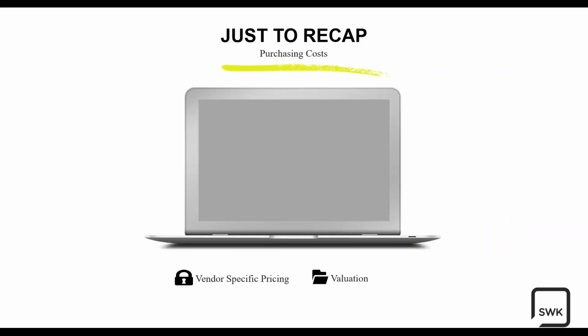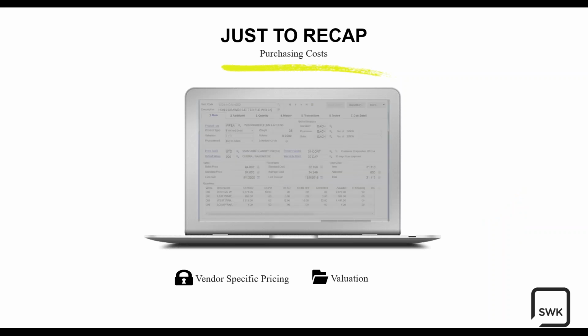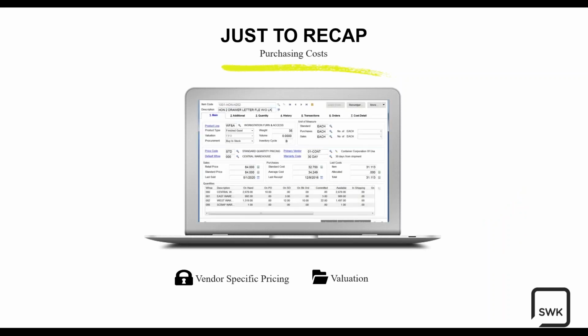So just to recap, as it's important, vendor-specific pricing always takes priority on purchase orders. Then the valuation, that's it. We're going to look at some examples of these later so that you can see how that works when we go into the software.